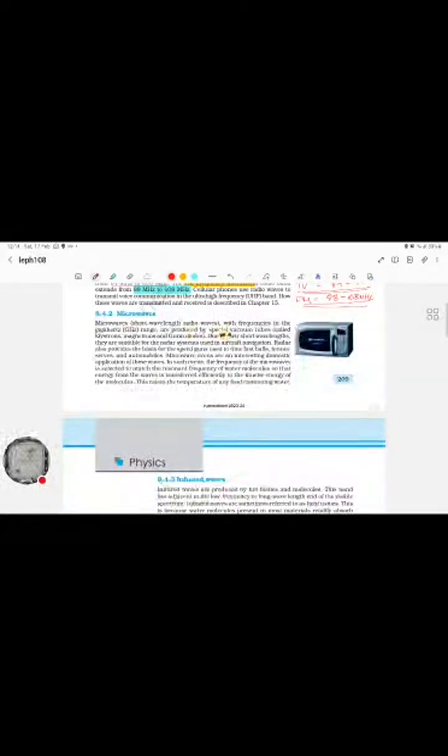So let's enter into microwaves. Short wavelength radio waves with frequency in the gigahertz range are produced by special vacuum tubes. So their frequency will be in the gigahertz range. These are produced by special vacuum tubes called klystrons, magnetrons and gunn diodes. The waves produced by klystrons, magnetrons and gunn diodes are called microwaves. Due to the short wavelength, they are suitable for radar systems used in aircraft navigation.